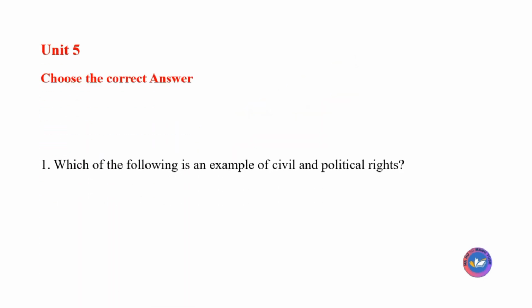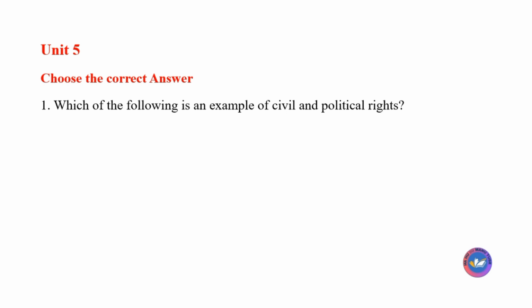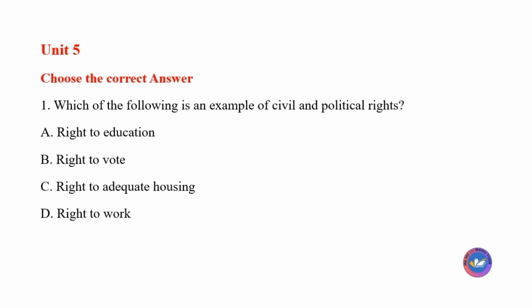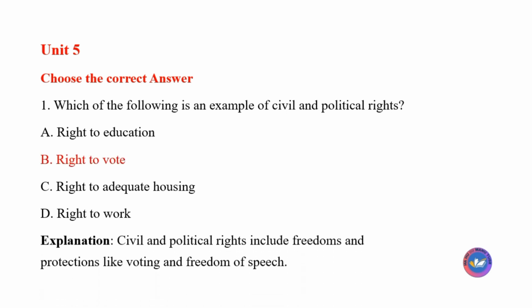Unit 5. Question number 1. Which of the following is an example of civil and political rights? A. Right to education. B. Right to vote. C. Right to adequate housing. D. Right to work. The answer is right to vote. Civil and political rights include freedoms and protections like voting and freedom of speech.